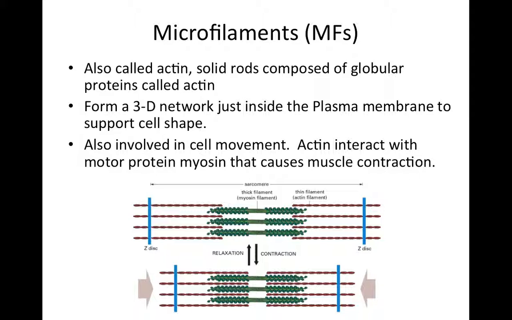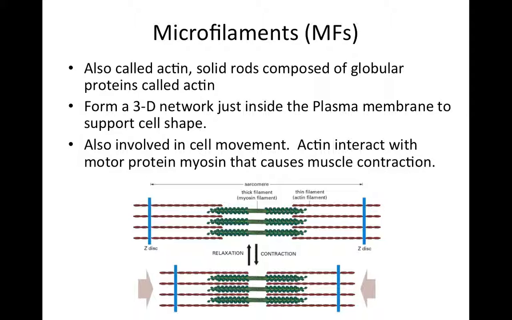Microfilaments then is another one. You may have heard of some of these microfilaments, such as actin, which act as solid rods composed of globular proteins called actin. So you have G-actin or globular actin, which again are little balls of protein that will come together and form a chain, and this chain is known as actin, which is a type of microfilament. And again, microfilaments form a 3D network just inside the plasma membrane, and they support cell shape, and they are also heavily involved in cell movement.